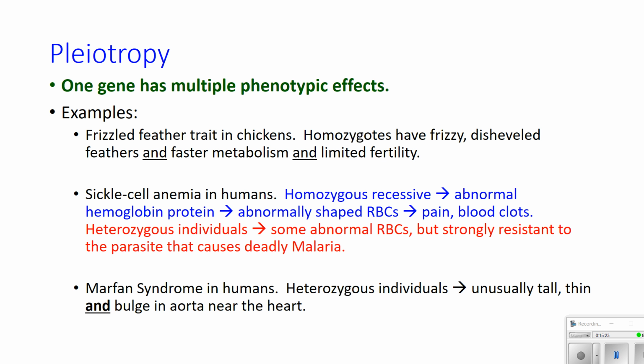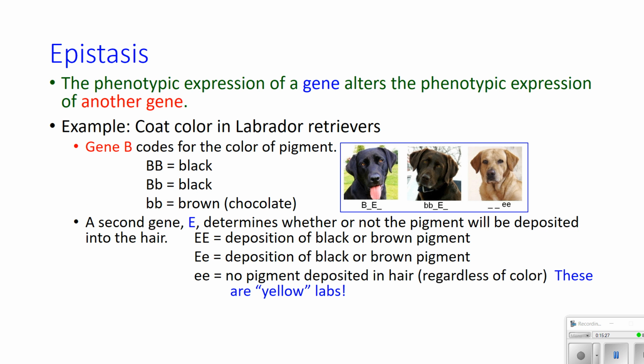Okay, next on our list of exceptions to Mendel's rules is a phenomenon known as epistasis. Epistasis is when the phenotypic expression of a gene alters the phenotypic expression of another gene. So basically, it's when one gene has the ability to override a totally separate gene.